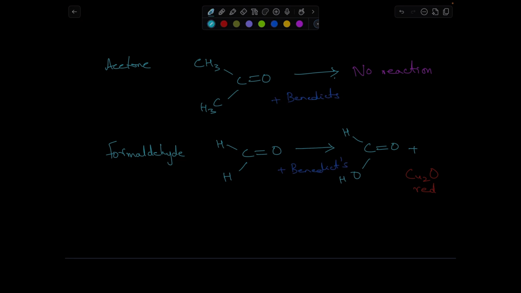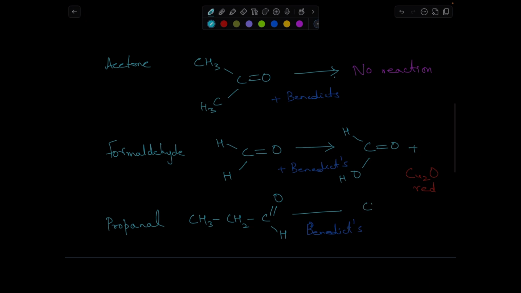Next is propanal. Propanal is an aliphatic aldehyde. So with Benedict's reagent, we expect it to give a red color along with the formation of propionic acid. So this is formic acid and this is propionic acid.